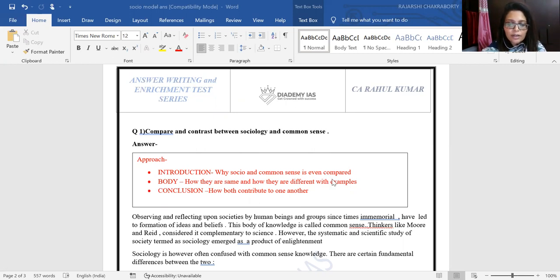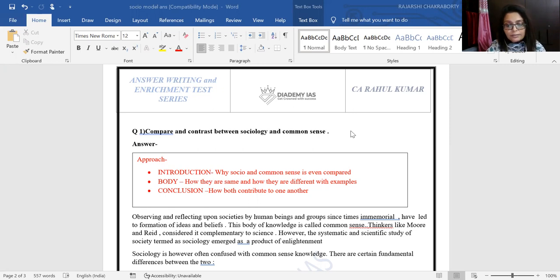In the introduction, you have to write why sociology and common sense is a matter of comparison. Why suddenly sociology and common sense? Why are we not comparing physics and common sense, or biology and common sense? Because both of these evolved from observing society, the way society progresses, the way different social institutions are. For example, marriage is a social institution, family is a social institution, or religion for that matter.